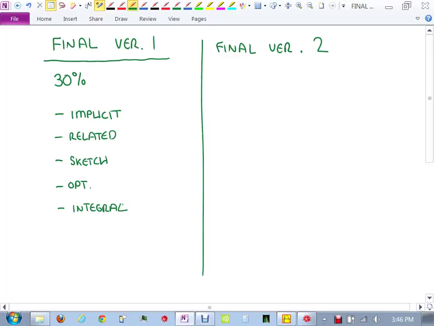I can't imagine it would be more than probably, for each of these, like one implicit problem, one related rate problem, one sketching problem, one optimization problem, maybe about 3 integral problems.